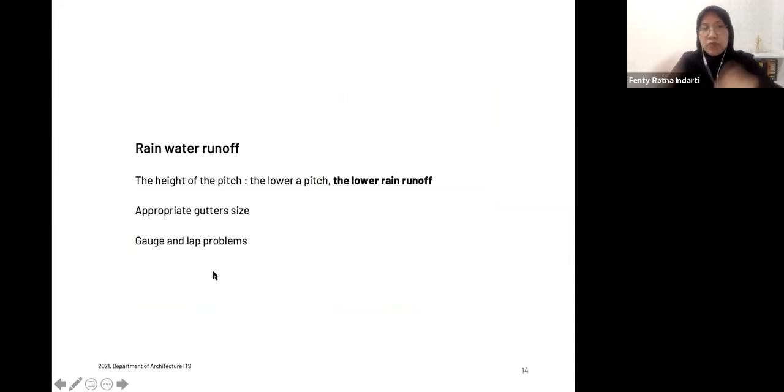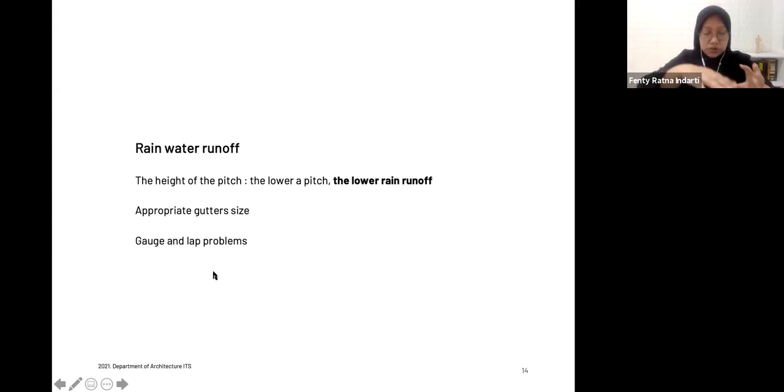So we are talking about rainwater runoff. Again, if we are talking about the pitch roof, we are talking about how to eliminate the water or maybe snow from the top of our building, because this is the first protection from anything outside, literally anything on top of us, not only sun but also water. That's why the height of the pitch determines how it will deliver the rainwater runoff. So the lower the pitch, the lower the rain runoff.